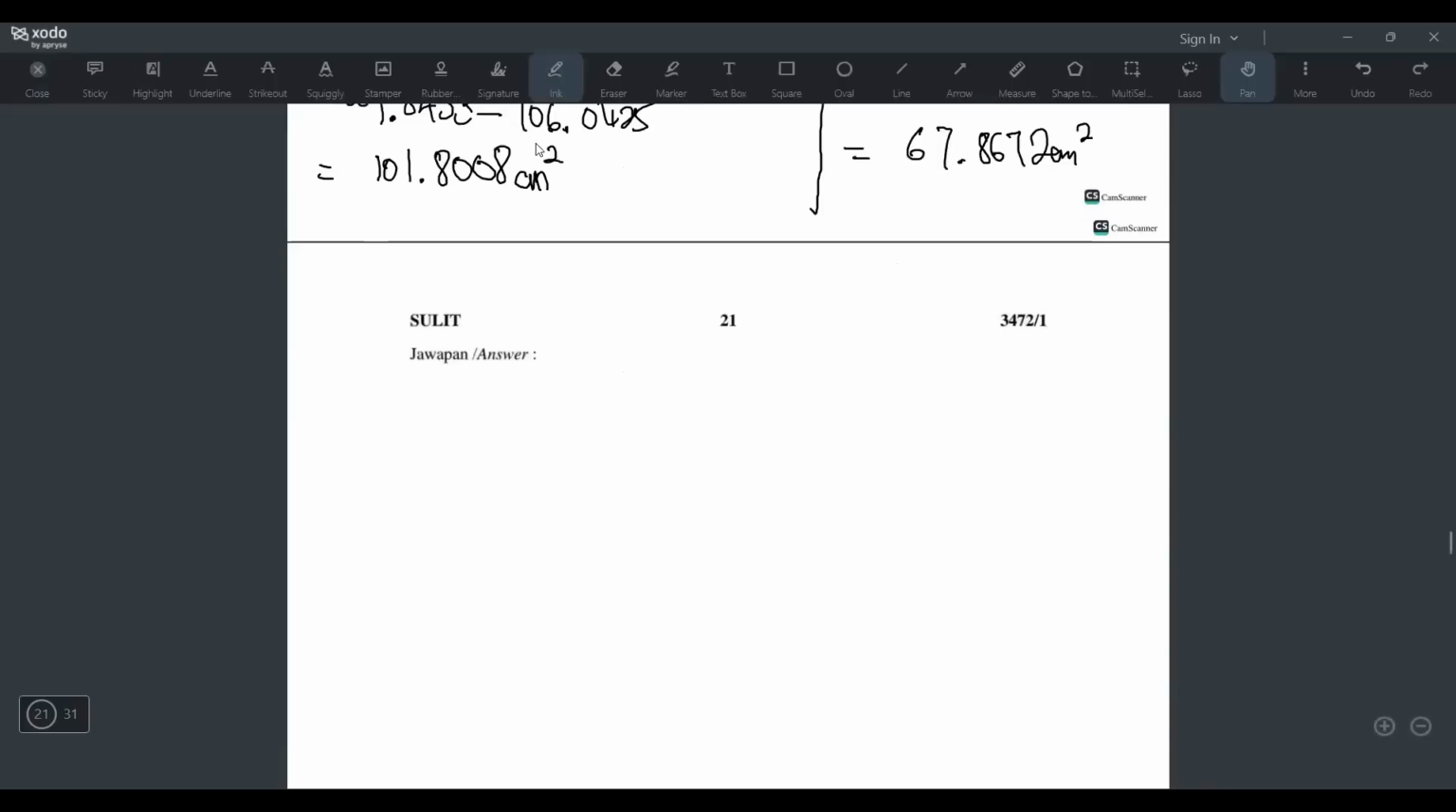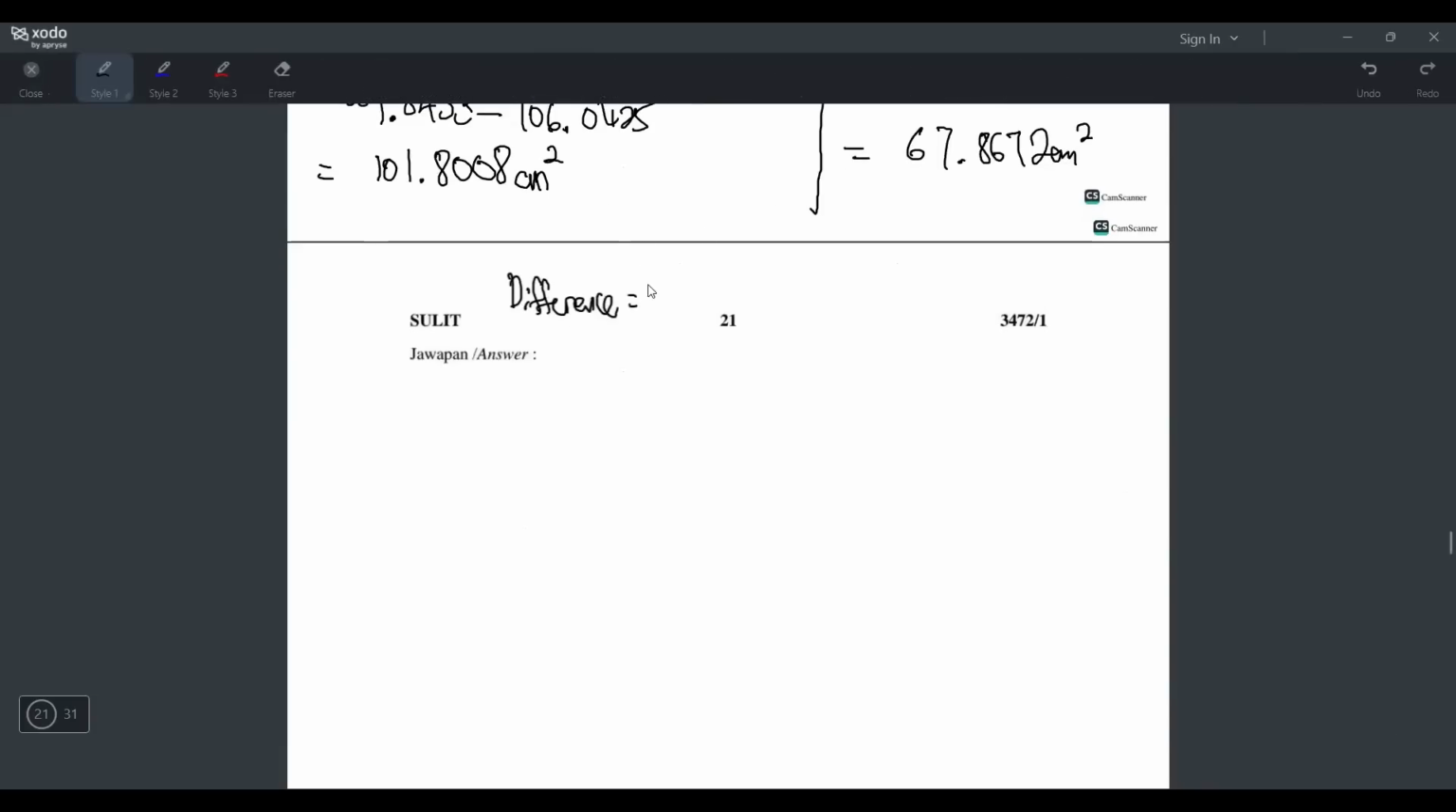So difference means take the difference. Take big minus small. So the difference in area will be big minus small. You wouldn't take 67 minus 101, right? No logic. So of course you take the bigger one, 101.8008 minus 67.8672. Okay, now I will write my answer in 4 significant figures, because this is the final answer, right? Let me press minus answer. Okay, my calculator gives me 33.9336. So I'm just going to write 33.93 cm square, right?